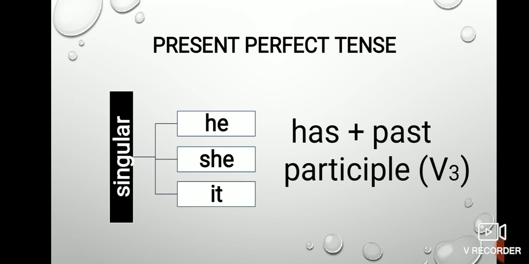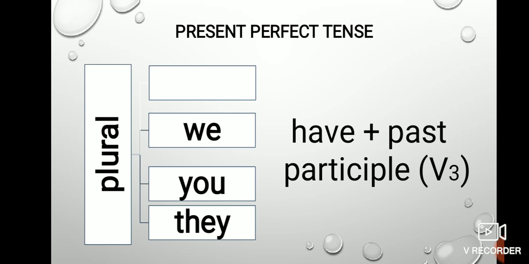If the verb is take, what is the third form? Taken. He has taken, she has taken, it has taken. Do not use have if the subject is singular. If the subject is singular, go for has: he has, she has, and it has only. Right? If the subject is plural, go with have: we have, you have, they have.